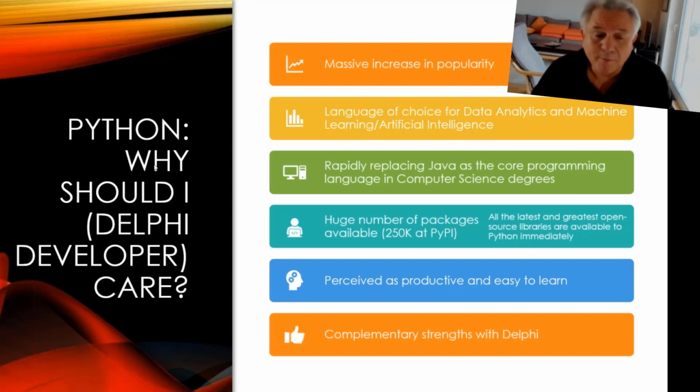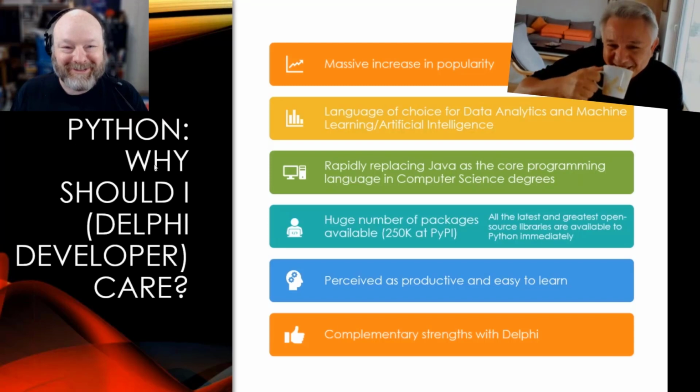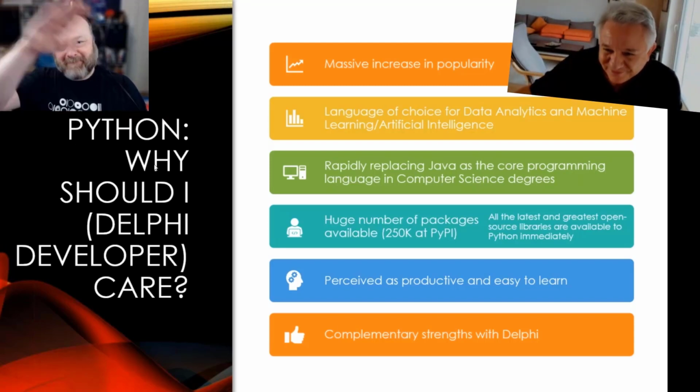It is actually replacing Java as the core language in computer science degrees. My son is studying computer science at Manchester University in the UK. From this year, the main language in the computer science courses is Python. The interesting thing about that is it used to be that Delphi and Pascal were really the core language of computer science. So it's progress.